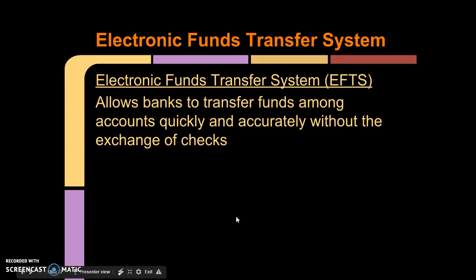EFTs, which are also known as electronic funds transfers. These are your ATM transactions and transactions that are done without a person helping you access your funds.